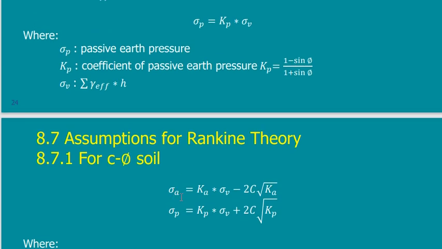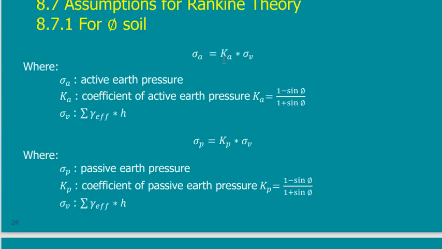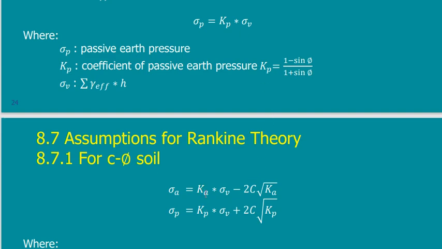Sigma active. We said before that sigma active is K active multiplied by the vertical stress. Here it is K active multiplied by the vertical stress. This was for the effect of phi. But what is the effect of C? The effect of C is minus 2C root K active. And sigma passive is the same, but plus 2C root K passive.